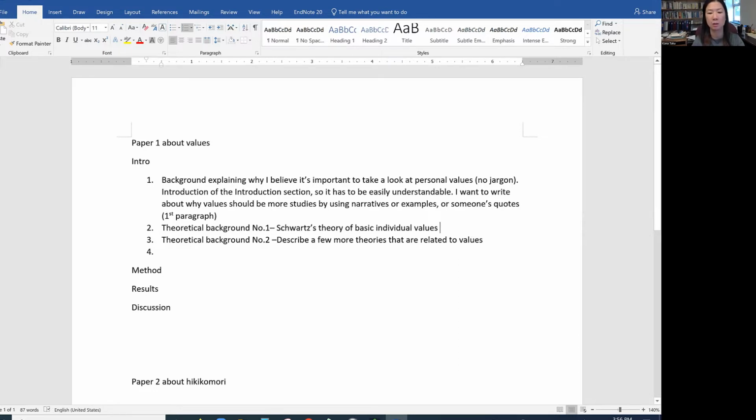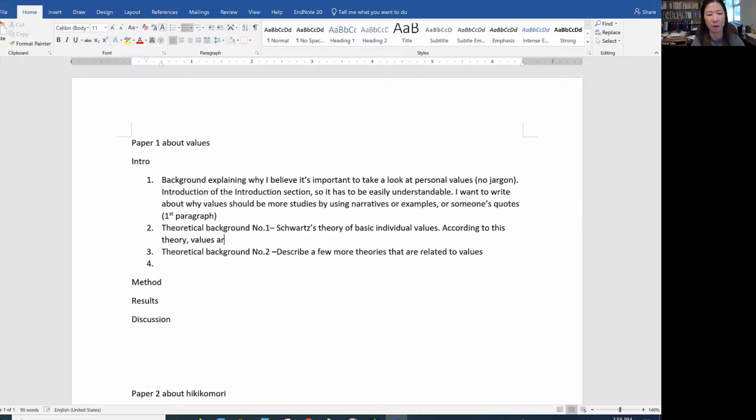So according to this theory, values are defined this way and categorized this way. I want to explain that. I think one paragraph is good enough. And then maybe I'll do the second one. So on top of the first theory, this theory adds what? Now explain a little bit more, like what we know so far based on these theories.